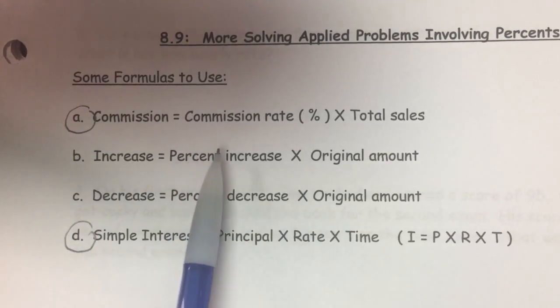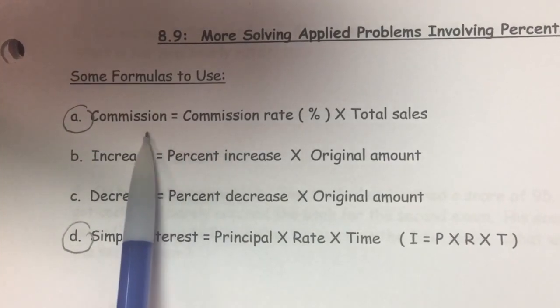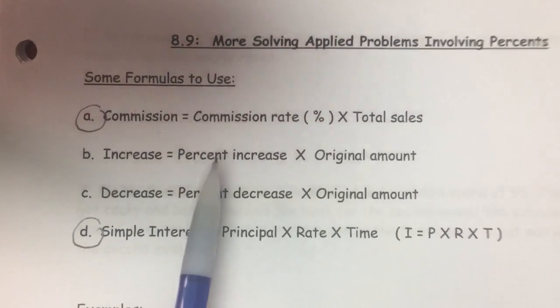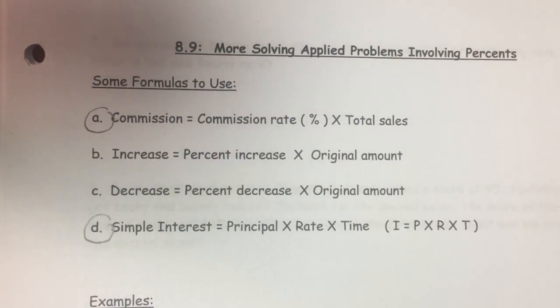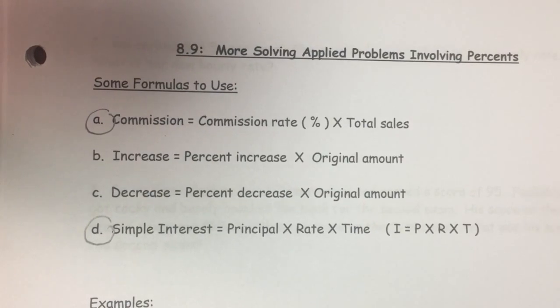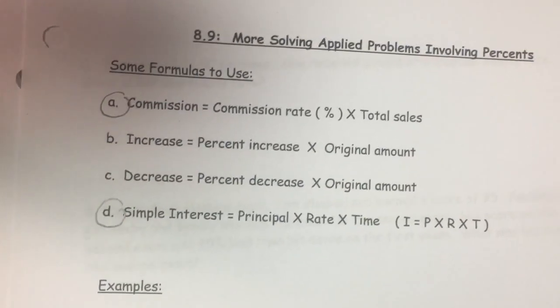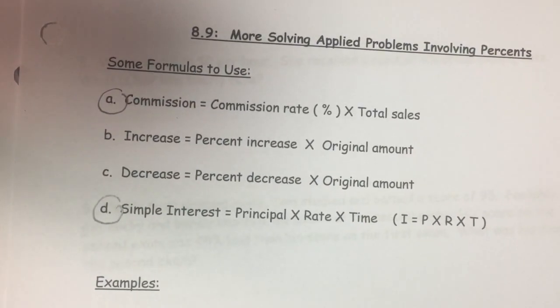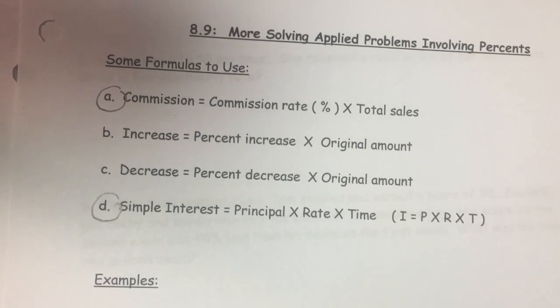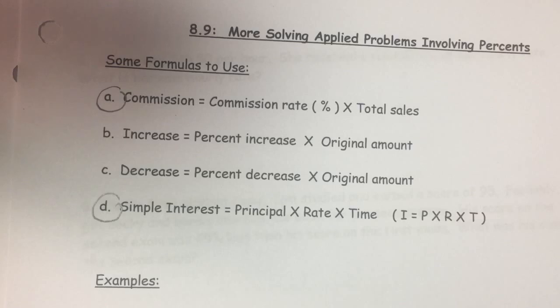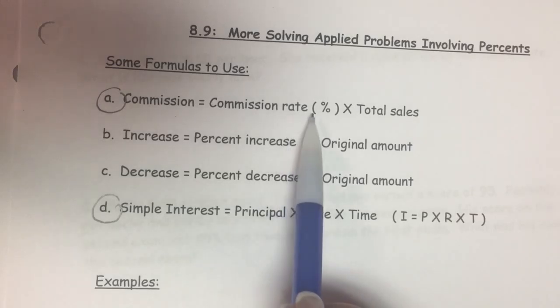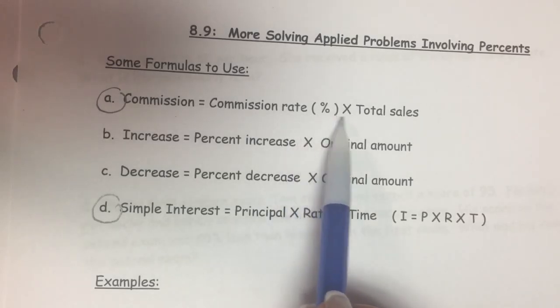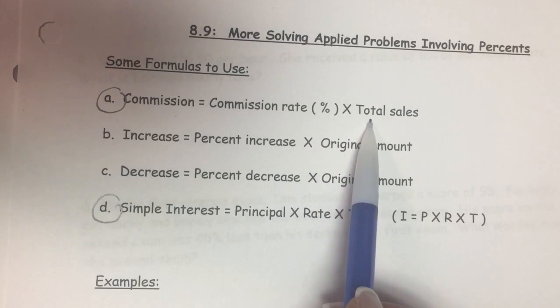So whenever they talk about commission, remember, commission is simply the amount of money that you get. If you're a salesperson and you sell furniture, for example, you get a commission. You get a certain percent of your sales as part of your salary. So that's what commission is. So commission would be equal to the rate of the commission, the percent, times the total sales.